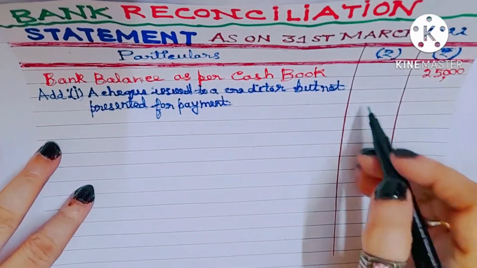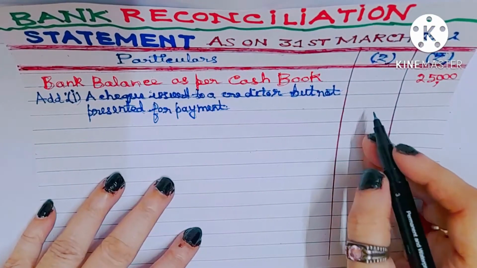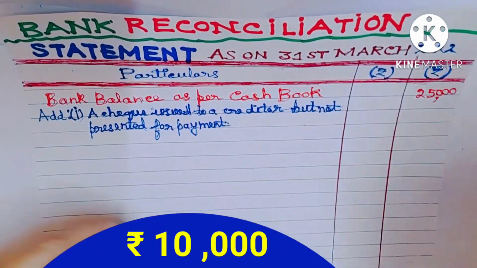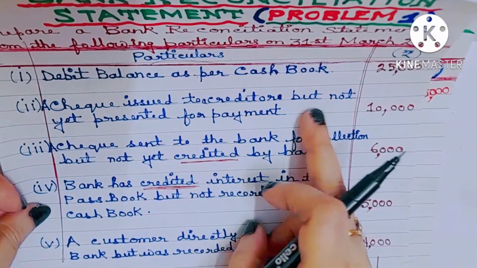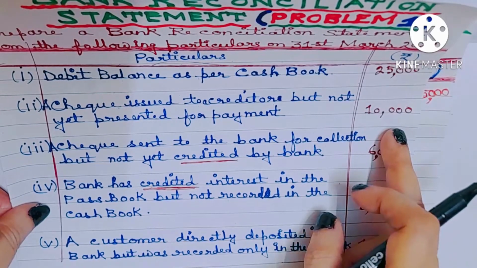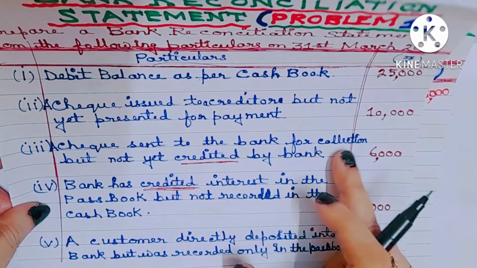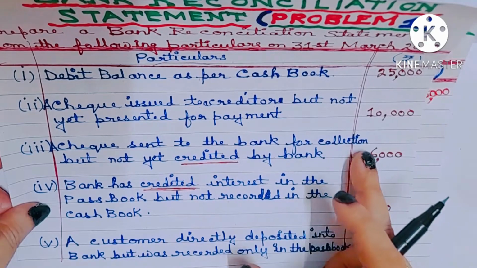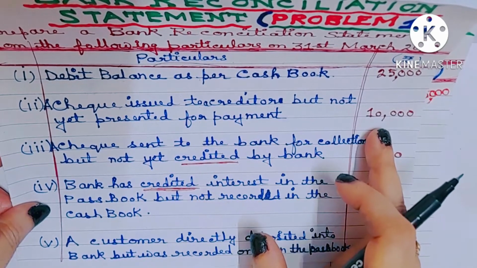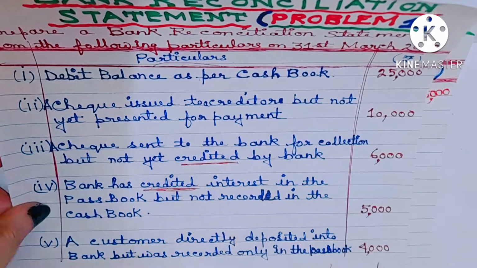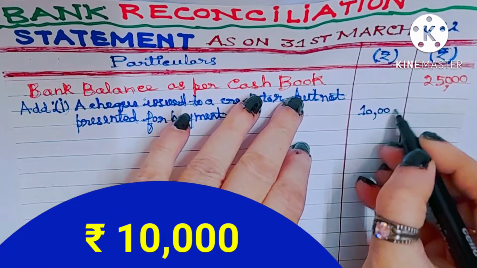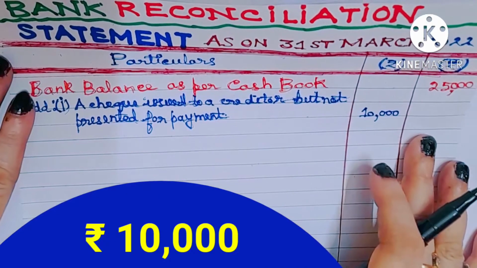Now we'll write the amount in the first column or inner column. Okay? How much? See. Check issued to a creditor but not yet presented for payment 10,000. So we'll write the amount in the inner column or the first column. Now all the adjustments, that is add or less, are done in the first column or inner column. So we'll write 10,000 in the first column. Okay. Rupees 10,000. Okay.